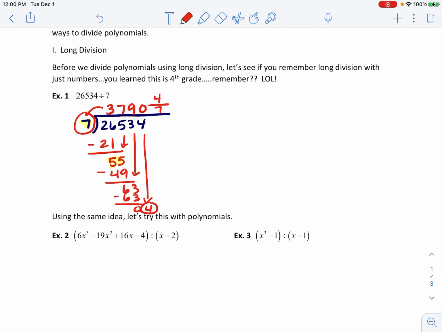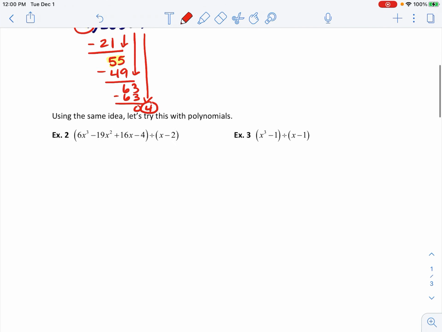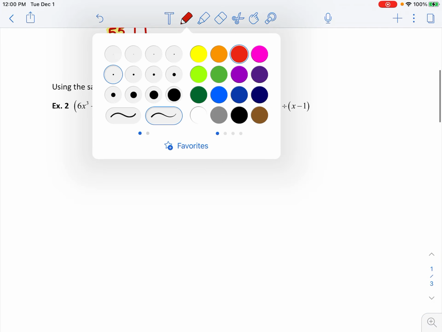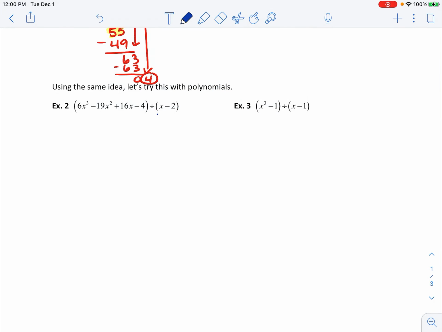Okay, so let's take the same idea and apply it to polynomials. So I'm going to show you guys a couple examples here. Look, I left a lot of room. Okay, we're going to do it the same way. Whatever number or polynomial you're dividing by is going to go on the outside, and then your long polynomial is going to go on the inside. So you have 6x cubed minus 19x squared plus 16x minus 4.